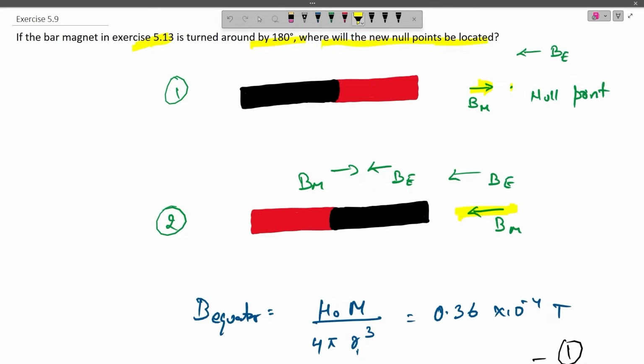So we know that at null point the net magnetic field is 0, that is magnetic field due to the magnet will cancel out the magnetic field due to the Earth. So we have to find out at what point the total magnetic field will be 0, or the null point of the magnet. So it will be on the equatorial position now, because along the axis the direction of magnetic field is same to that of the Earth's magnetic field, so we can't find it on the axial position, so it will be on the equatorial position.